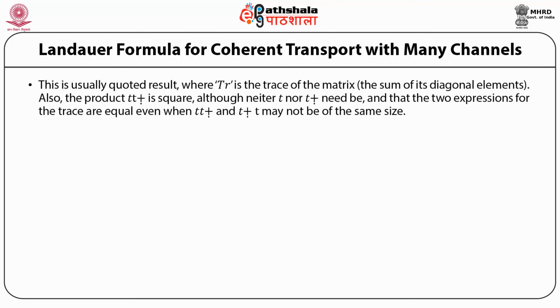So this is the usually quoted result, where Tr is the trace of the matrix, the sum of its diagonal elements. Also, the product T T dagger is a square matrix, although neither T nor T dagger need be, and the two expressions for the trace are equal even when T dagger and T dagger T may not be of the same size.